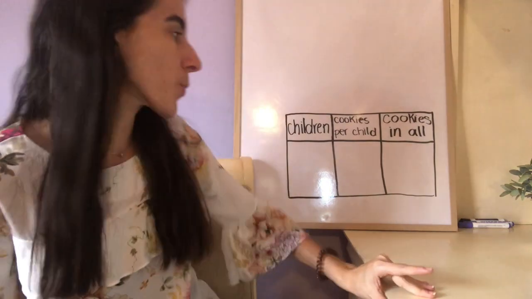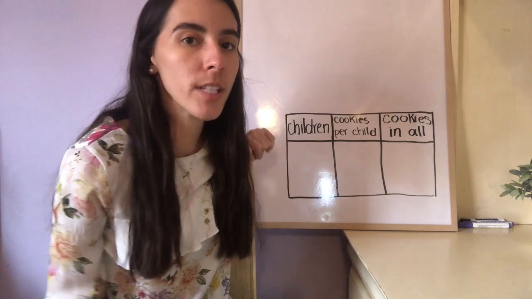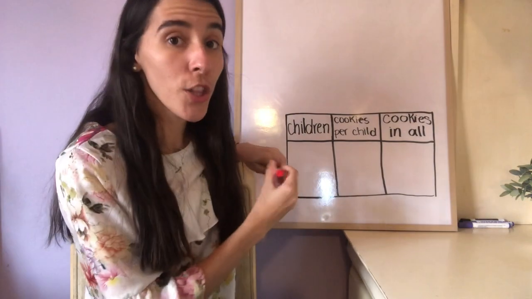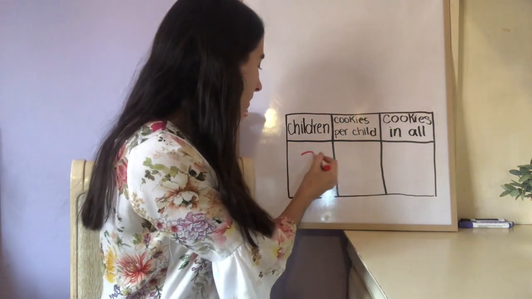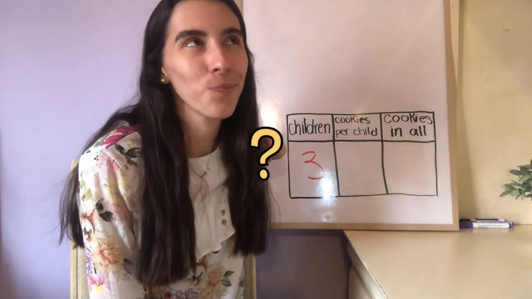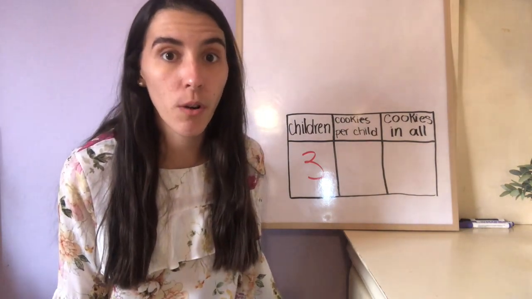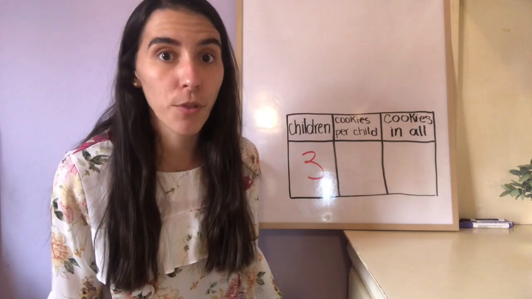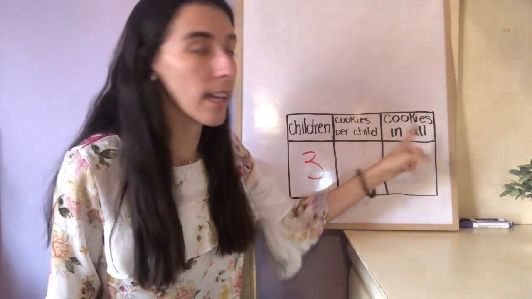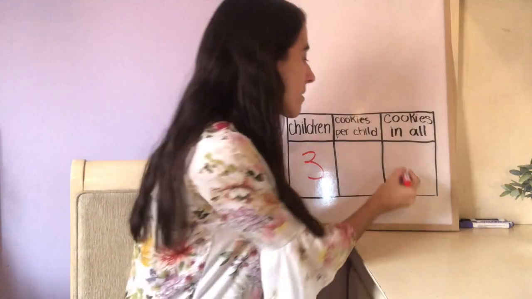So let's see, the first one says, how many children? So how many children did I tell you there were in the story? There are 3 children. How many cookies per child? Well, we don't know that yet, but that is what we want to find out. So we're going to leave that blank for right now. Let's look at the next one. It says cookies in all. I know that we have 13 cookies in all.